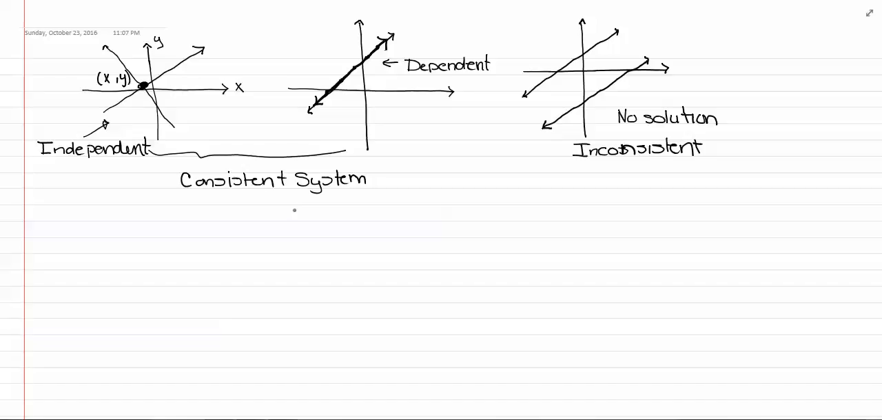In this section, we're going to be looking at, can we find a solution, or is it dependent? In other words, it has many solutions, or does the system have no solution, where the two lines are parallel to each other? So let's take a look at a system of equations and then try to determine what type it is. So for example, if I start out with a system that's like this.